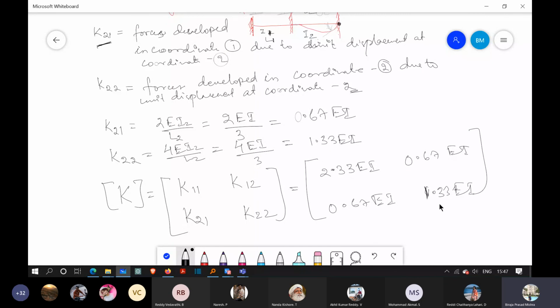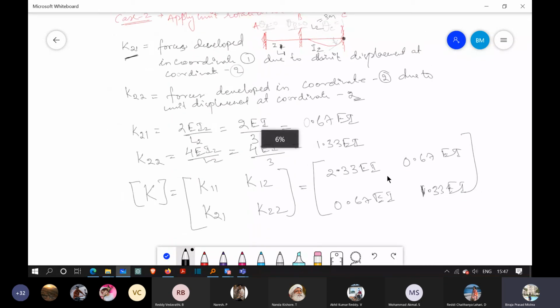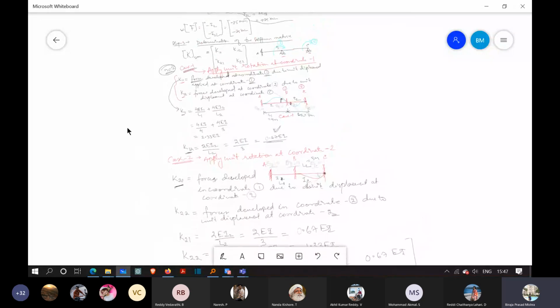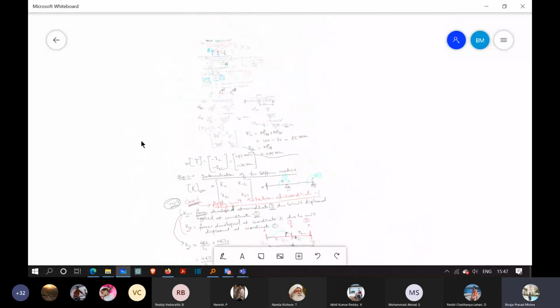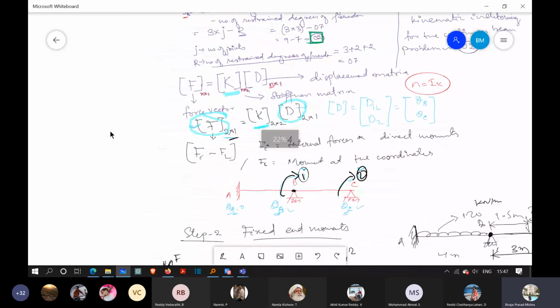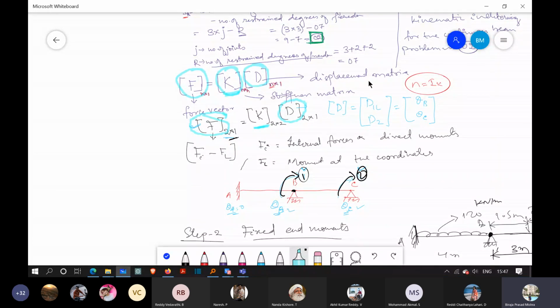Now you can see here that for this current problem we have found the F matrix, we have computed the K matrix, and we are to find the D matrix. So this displacement matrix is to be found out. This is the unknown.